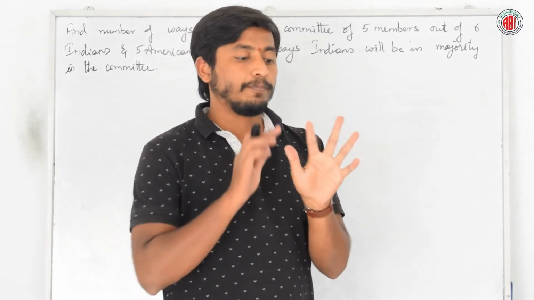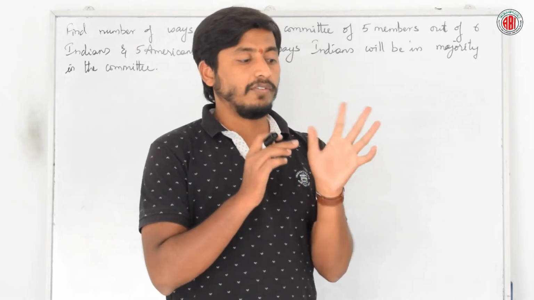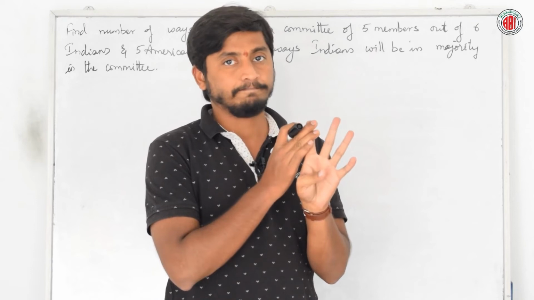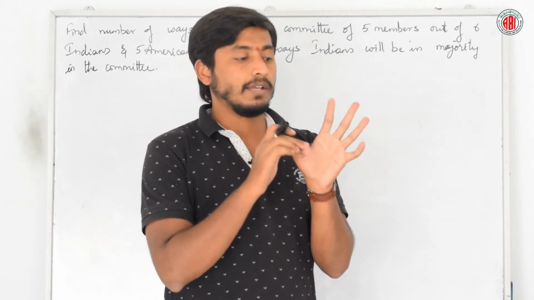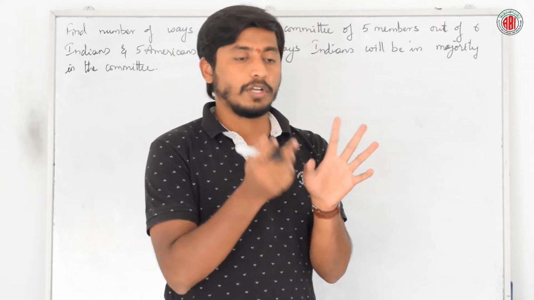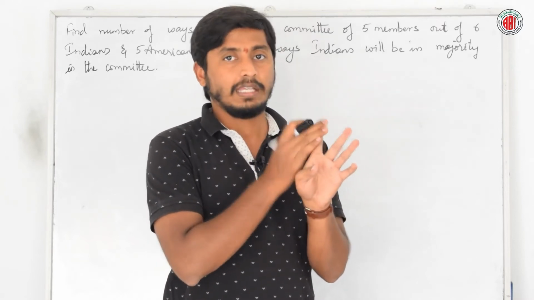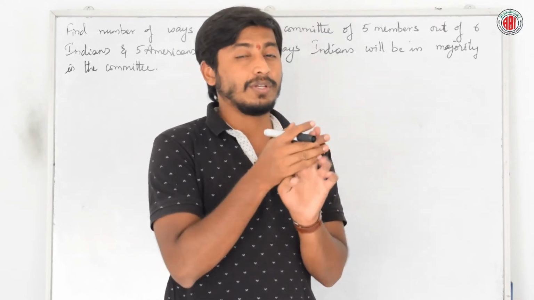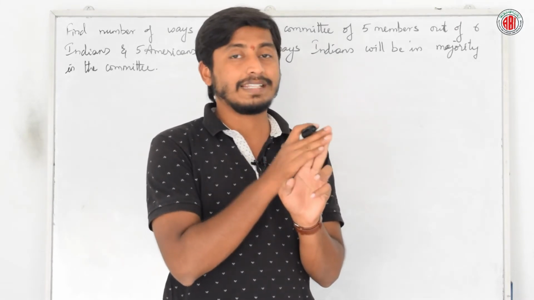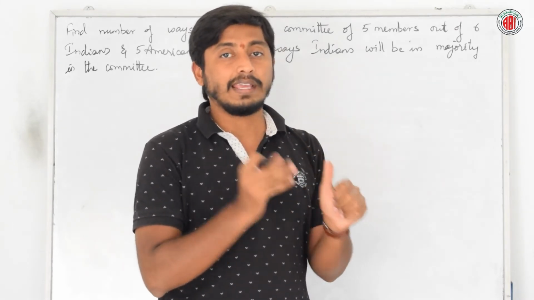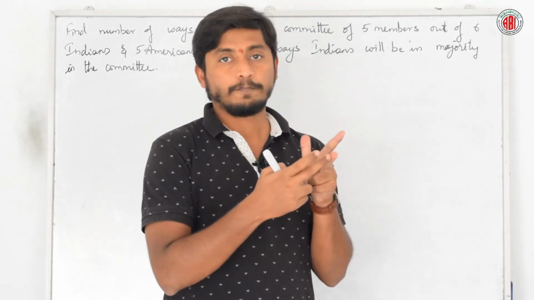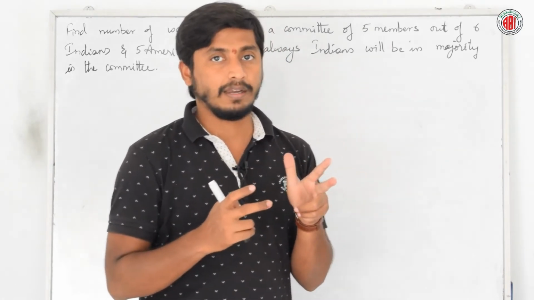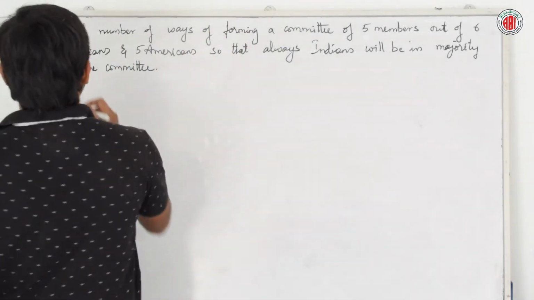In this 5, I can take the combination of 0 and 5. Right? Here Indians are more. Next, 1 and 4 possible. 2 and 3 possible. Next, 3 and 2, is it possible? No, because Indians cannot be less. So we can take 3 cases: 0 5, 1 4 and 2 3. Done. So let us do the same now.